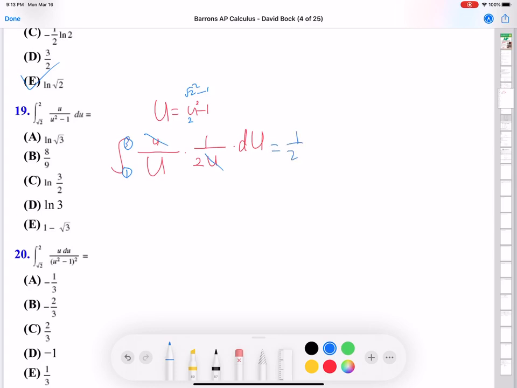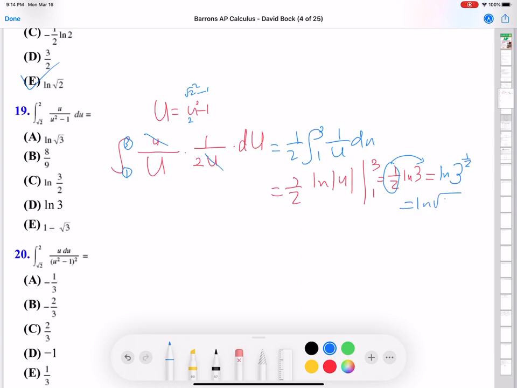So there's 1 half integral from 1 to 3 of 1 over U dU. I just told you the integral of 1 over U is ln U, so 1 half ln absolute value from 1 to 3. Plug in 3 first. 1 half ln 3 minus 1 half ln 1. ln 1 is 0. So 1 half ln 3. The 1 half can go back to the exponent place, right? So ln 3 to the 1 half power. So ln square root of 3. So A is the answer.